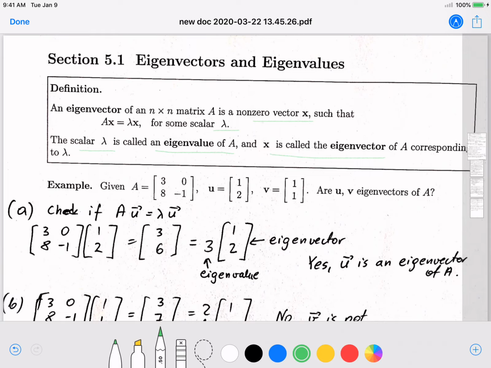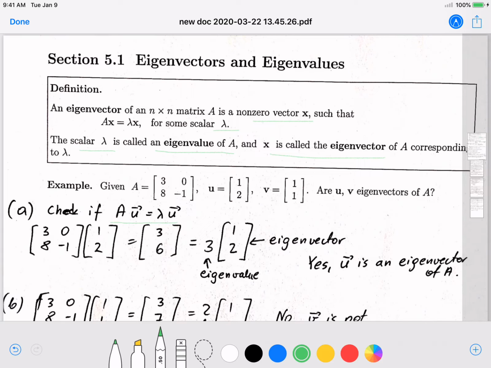So let's see an example. Given the matrix A and vector u, vector v, check if vectors u and v are eigenvectors of A. To check if a vector is an eigenvector of A, we would need to check if A times u is equal to some number times that vector u.